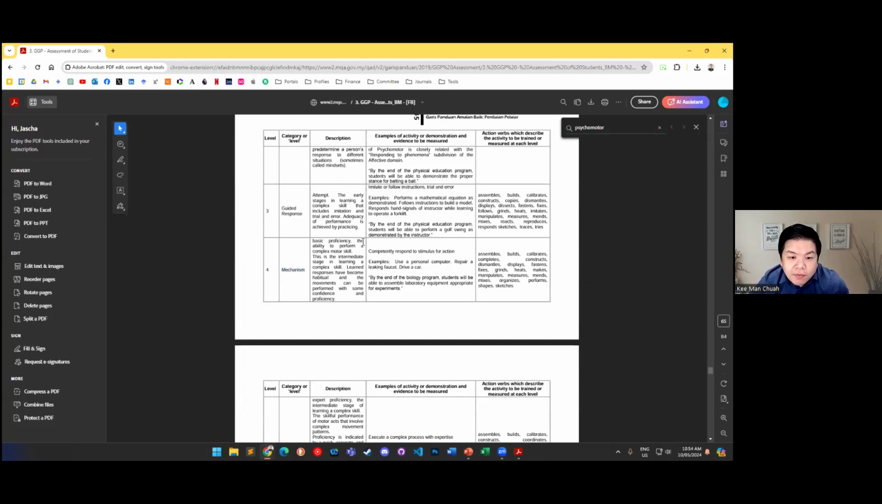Okay, it says here basic proficiency, the ability to perform a complex motor skill. This is the intermediate stage in learning a complex skill. Learned responses have become habitual, meaning they already kind of know what to do, like for example, use a personal computer, repair, drive a car, at that level. Level 3 is guided, so at level 4 they can do it on their own, technically speaking. So they can assemble, build, collaborate, demonstrate, manipulate, all this. Okay, that's level 4.